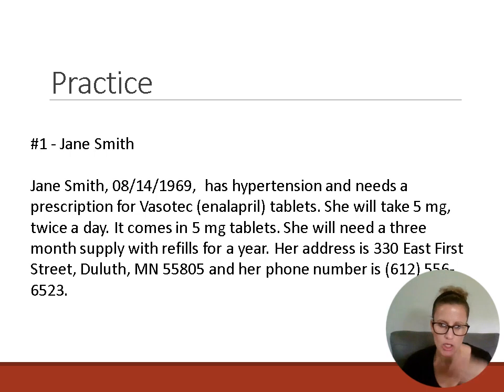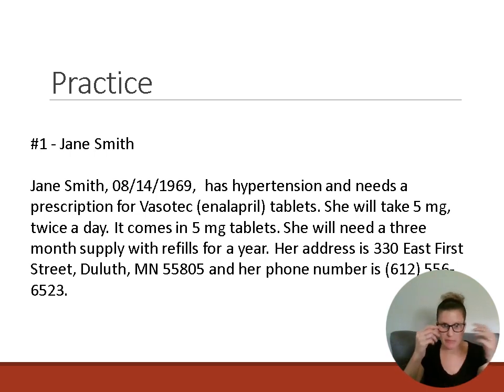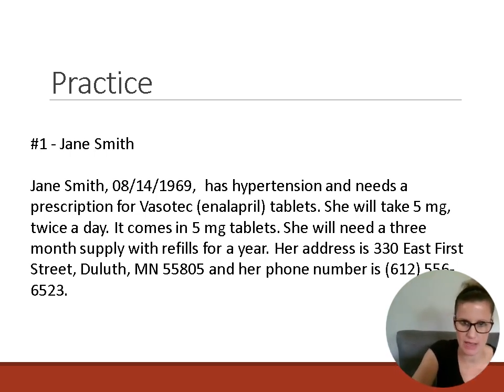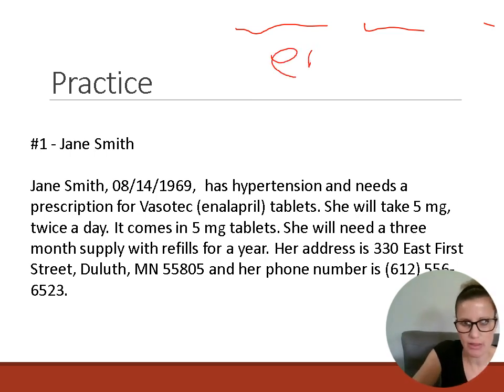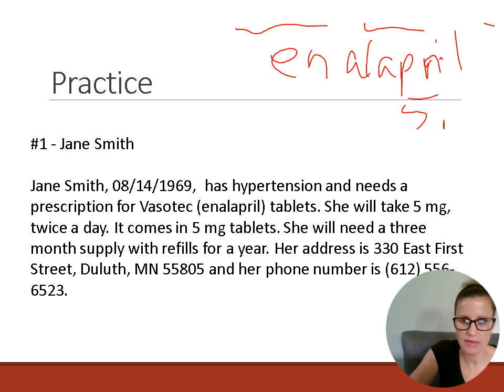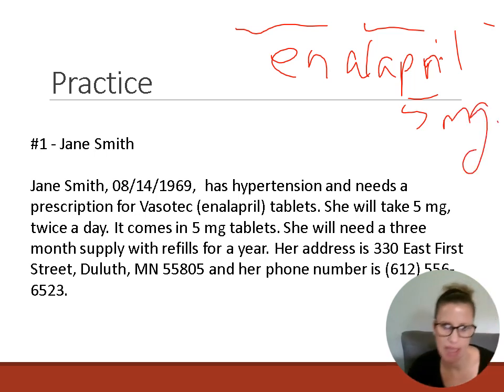Here's her address. So to write this prescription, I would write her name, Jane Smith, and her date of birth. Okay, I would put today's date on it. I'm going to write this prescription for, I could write Vasotec, and it would be substituted with the generic enalapril. I'm just going to write enalapril, 5 milligram tablets.